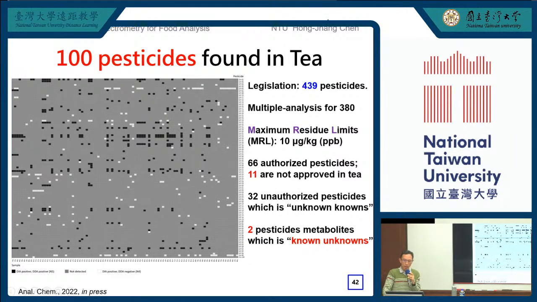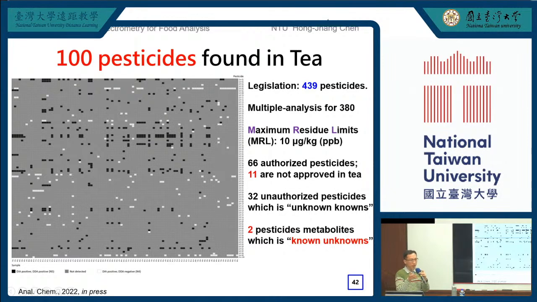In Taiwan, 439 pesticides are registered. And I just mentioned that we have the multi-analysis for 380. The maximum residue limit is 10 ppb. But in 98 Taiwan tea samples, we can find 66 authorized pesticides.